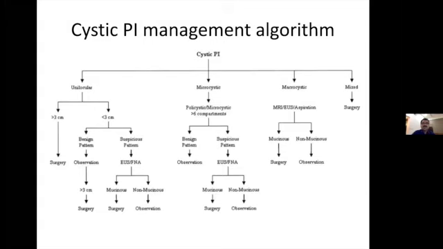So this is an algorithm for managing cystic pancreatic incidentaloma. If it is a unilocular cyst more than 3 centimeter, do resection. If it is less than 3 centimeter showing benign pattern, you observe. If there is increase in size over observation, do resection. If there is suspicious pattern, do EUS, FNA. If it is mucinous tumor, do resection.